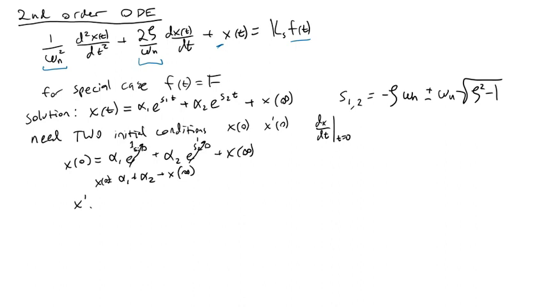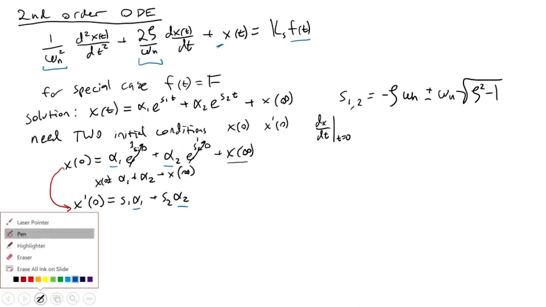We take the derivative of the whole thing. That gives us our second equation, x prime of 0. We're taking the derivative of this equation here. s1 alpha 1 plus s2 alpha 2. Again, we're plugging in t equals 0, so the exponential terms just become 1. And since x of infinity is a constant, that goes away when we take the derivative. So there we have two equations, and we can solve for our two unknowns, alpha 1 and alpha 2.